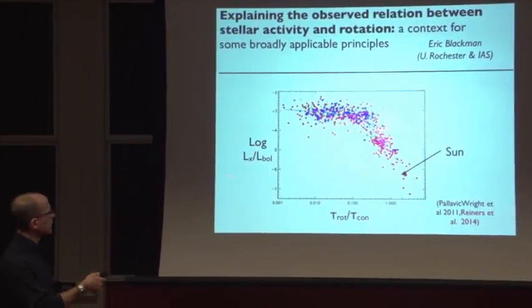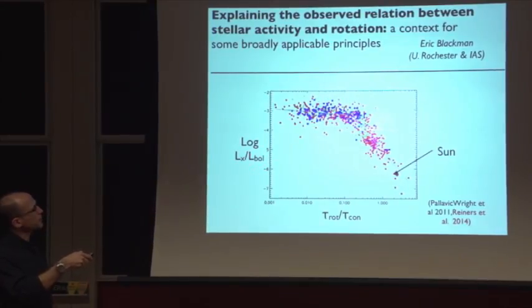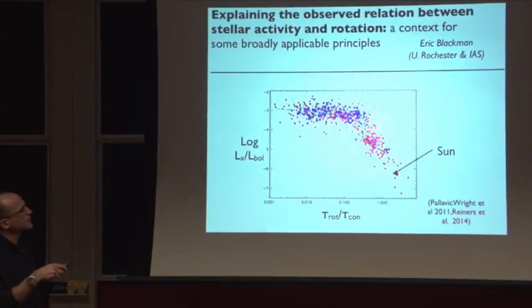this is the X-ray luminosity of low-mass stars divided by their bolometric luminosity. And this is the rotation period divided by a convection timescale. This trend, and I'll come back to this plot, has defied explanation, in particular the way that it saturates for fast rotators. That's the ultimate goal.